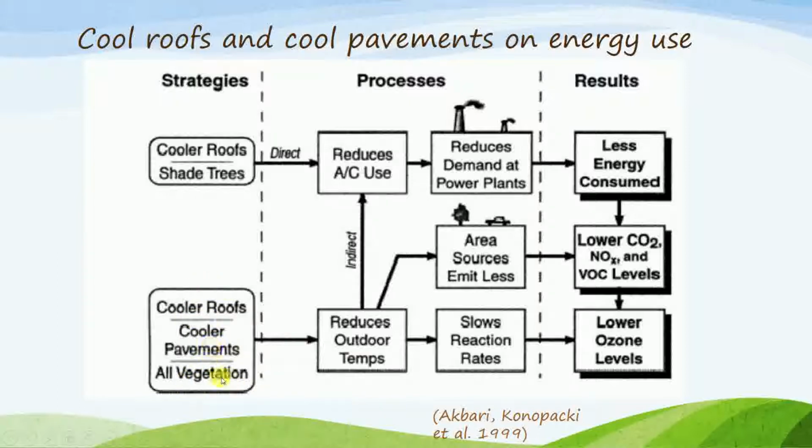If all the places are covered by vegetation, then it will reduce outdoor temperatures, which slows reaction rates, and area sources emit less. I mean, your cars emit some harmful components that will be utilized by trees or green things. Then it will lower carbon dioxide, nitrogen oxide, and VOC levels, and ultimately it will lower ozone levels. So you see, cool roofs and green technology are really good for our earth.